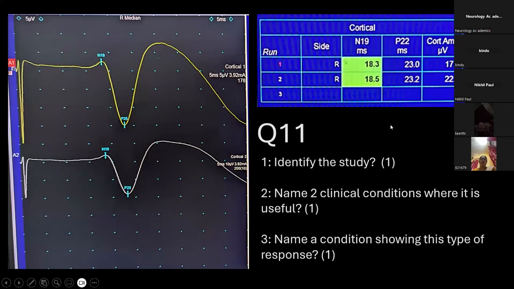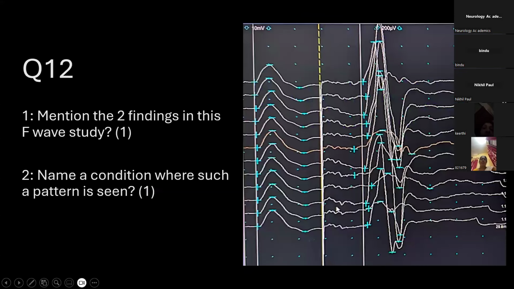Next question. Mention two findings in this FA study. Name a condition where such a pattern is seen.